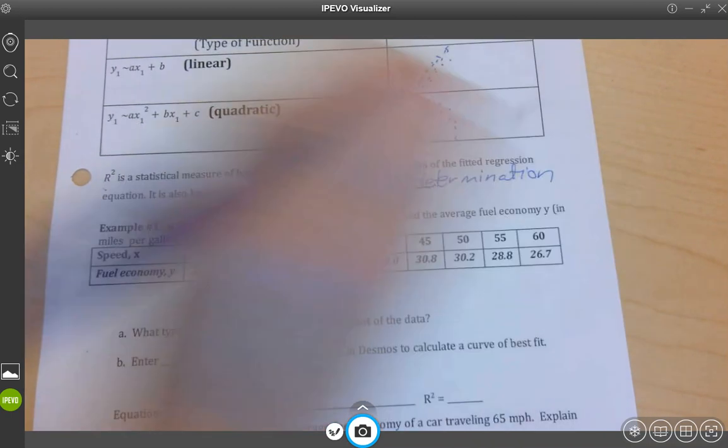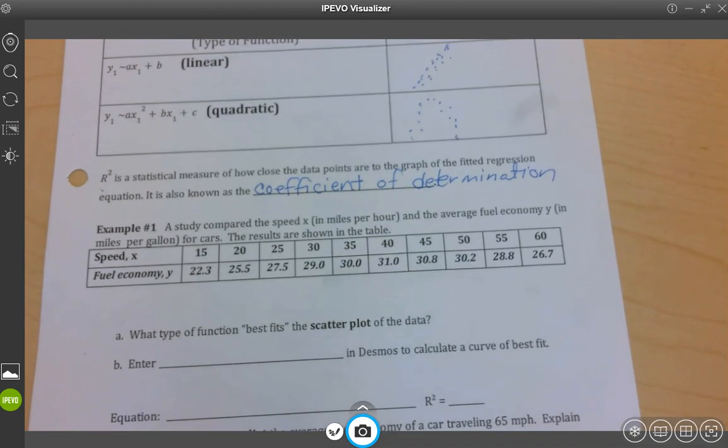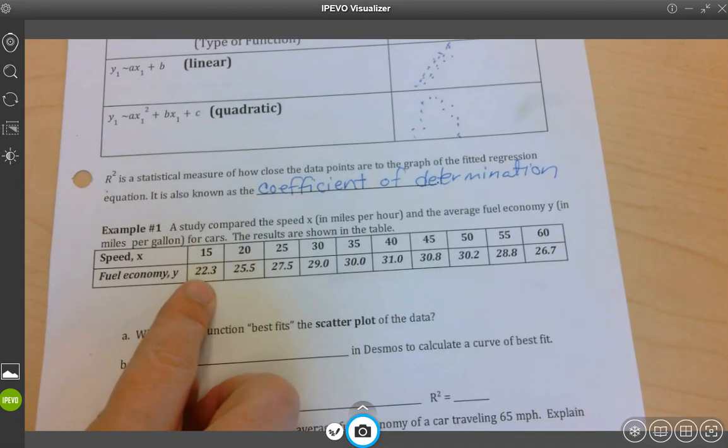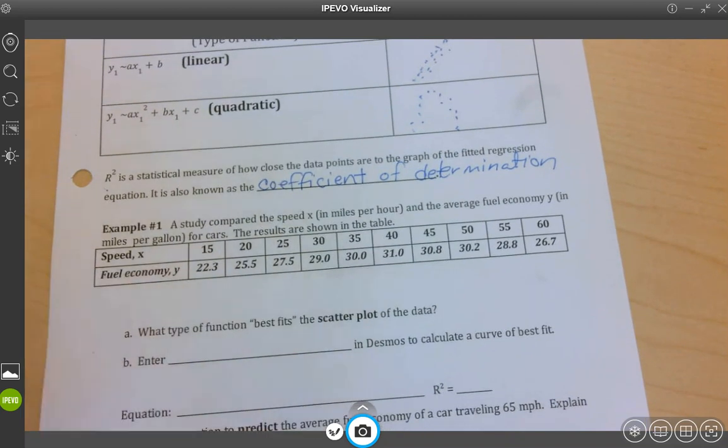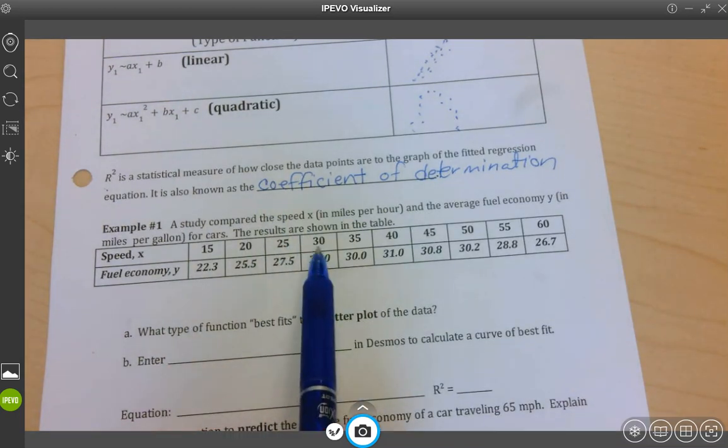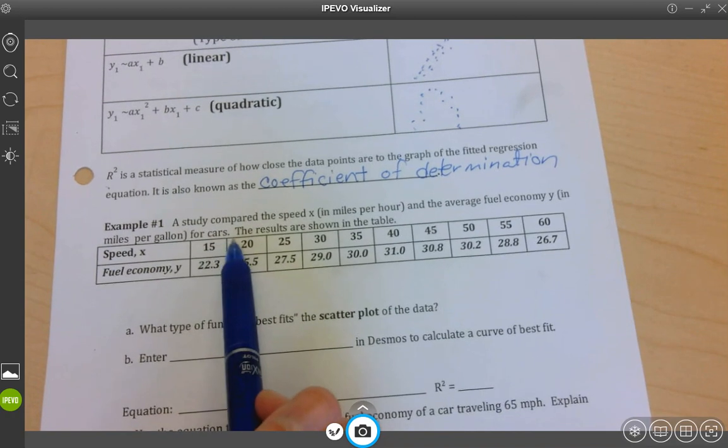Okay, so next thing we're going to do is we're going to enter this table into Desmos. So your table will be vertical instead of horizontal in Desmos. And let's read what it's about. It's about the fuel economy in cars.